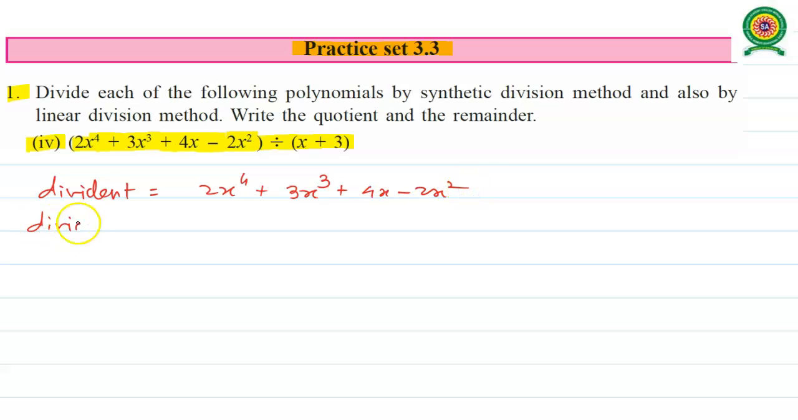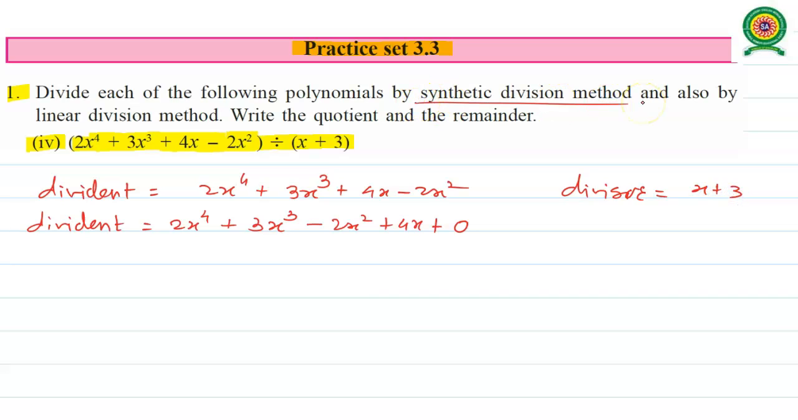Now let us rearrange the dividend polynomial in the general form of a polynomial, that means in descending order of the variable x. That means 2x to the power 4 plus 3x cube minus 2x square plus 4x plus the constant term, which is not given, meaning 0. Now the divisor, as given, is x plus 3. As per the synthetic division method, we have to find the multiplier, so we equate our divisor with 0. After simplifying, x plus 3 equals 0, we get x equals minus 3.